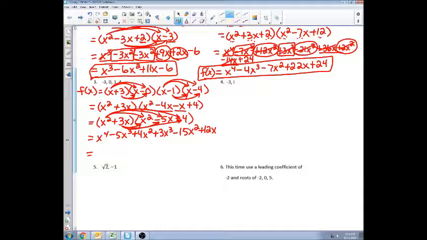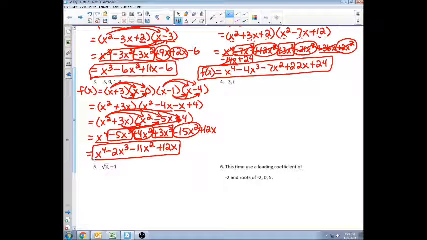Now all I have to do is combine like terms. I have an x to the fourth, and there is not another one. I have the negative 5x to the third and a positive 3x to the third, so I would get negative 2x to the third. Then I have positive 4x squared and negative 15x squared. So that would be a negative 11x squared. Finally, I just have the positive 12x by itself. So that would be my answer.